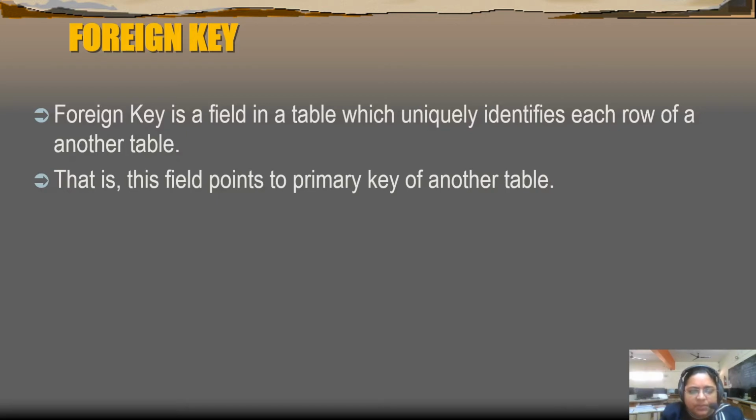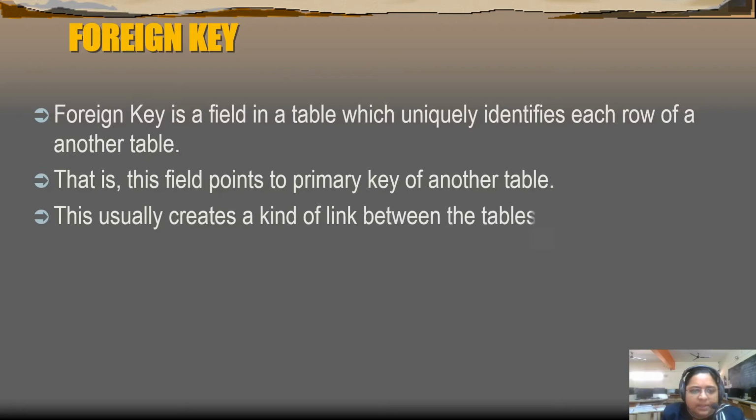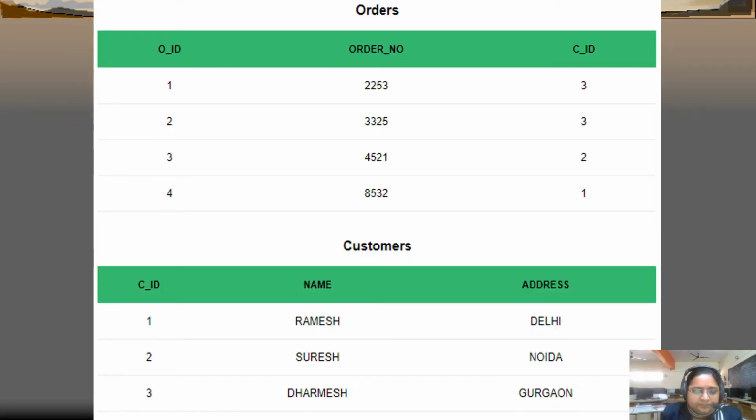This field points to the primary key of another table. This usually creates a kind of a link between the tables. So a foreign key is usually that common field which exists in two or more tables, which connects them together and establishes relations between them. Hence we say that this is a relational database.